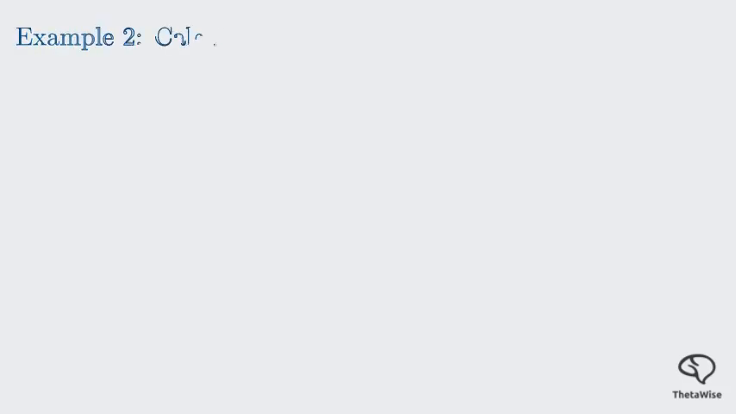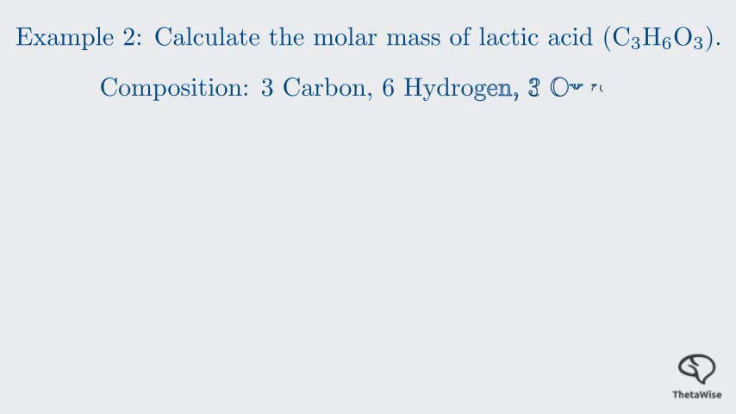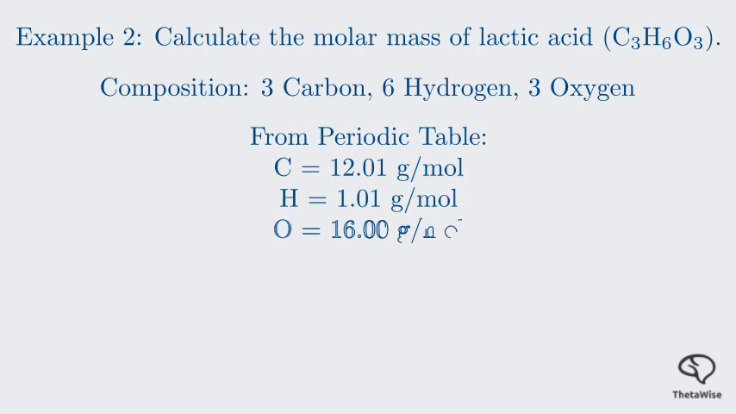Second example. What is the molar mass of lactic acid, C3H6O3? The formula tells us we have 3 carbon, 6 hydrogen, and 3 oxygen atoms. From the periodic table, the molar masses are approximately 12.01 for carbon, 1.01 for hydrogen, and 16.00 for oxygen. Now we calculate.